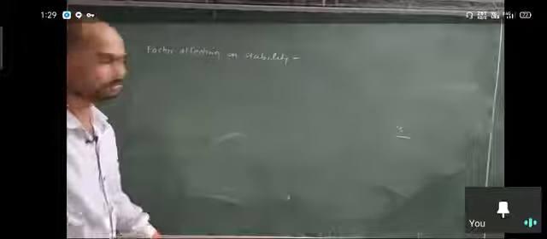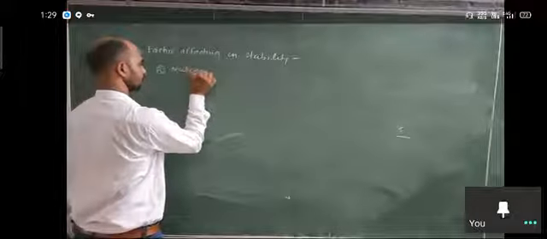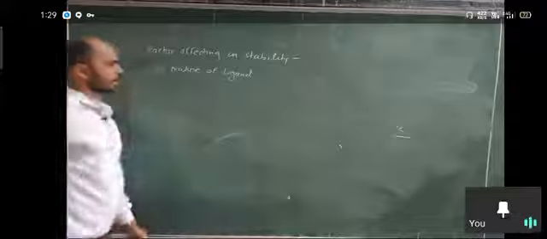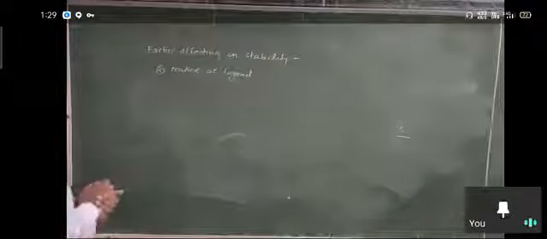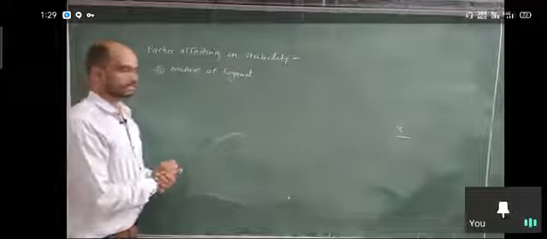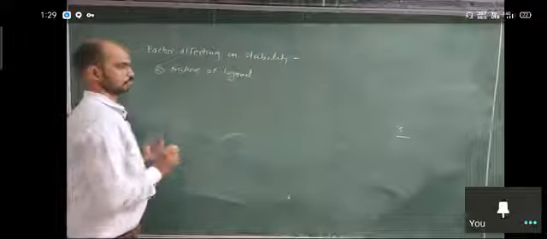Same thing about nature of ligand. Nature of ligand. So nature of ligand also decides the stability, and again nature has one character. First is basic character. So what is the basic character? It is the ability or tendency to donate the electron pair to the other side.